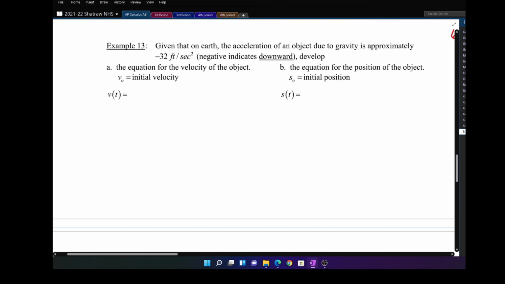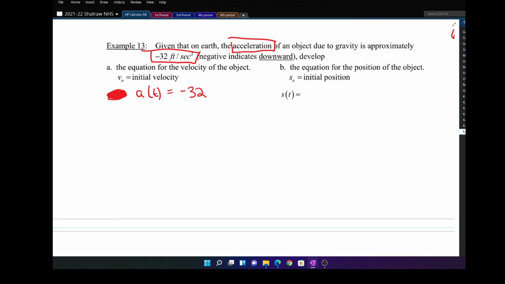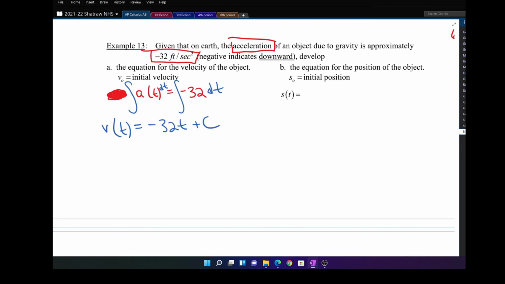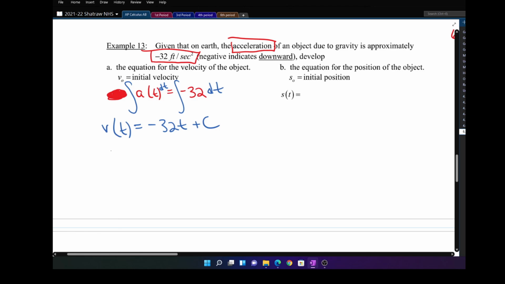So let me recap that we were given that the acceleration is -32. I'm not sure how I'm going to get to the answer to that quickly, so I'm just going to cross this out. I'm going to say that acceleration is -32, and I want to find the integral of that. The integral of acceleration is velocity, and the integral of -32 is -32t plus a c. And then I have been given some initial conditions.